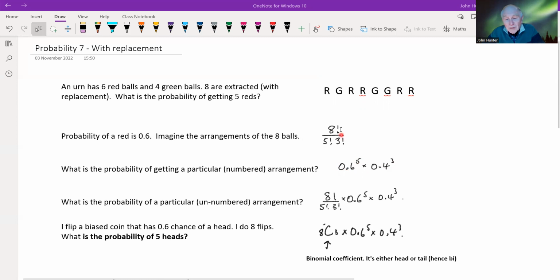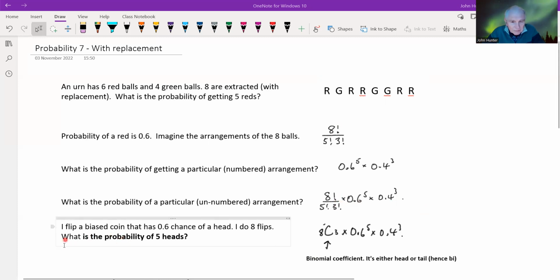Well, we did that in the last video. That's 8 choose 5, so that's 8 factorial divided by 5 factorial times 3 factorial. So that number. Then the total, and these are mutually exclusive, so we can add them up. So we're adding up that many lots of this. In other words, it's that times this. This 8 choose 5 is the binomial coefficient, and we can easily work that out.